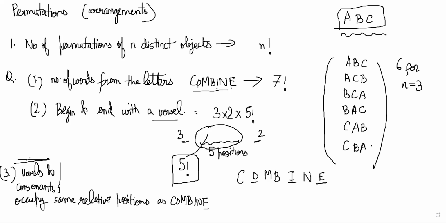You don't have to make up any rules. You just have to say that wherever there was a vowel in combine, it will be there only in the new word also. And wherever there was a consonant, there will be a consonant. Oh, okay. I didn't read it completely. Okay, got it now. If O was here, then you have to put a vowel here, put a vowel here, put a vowel here.